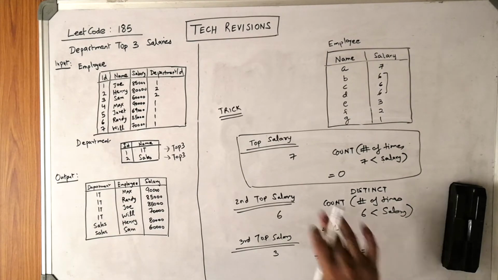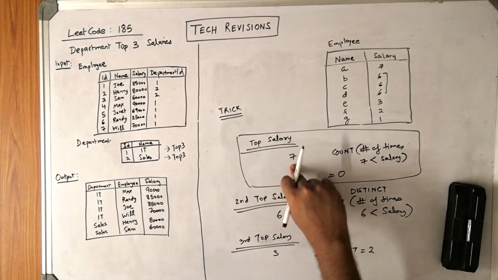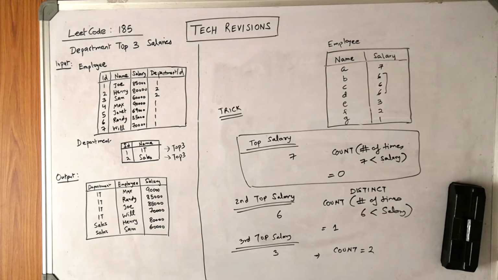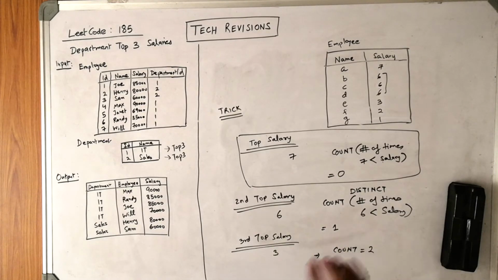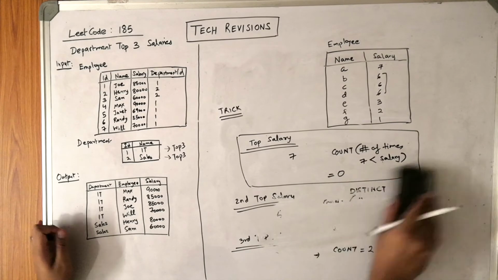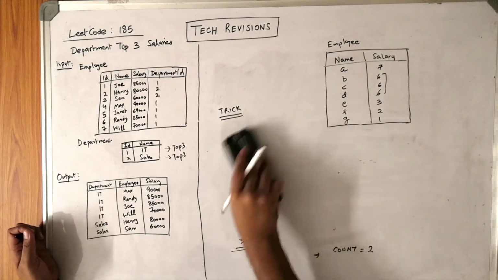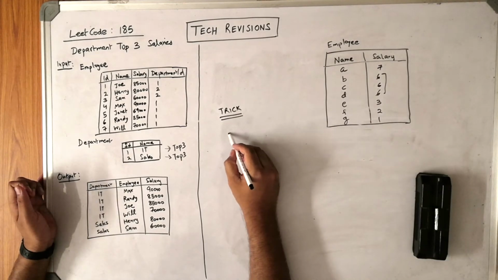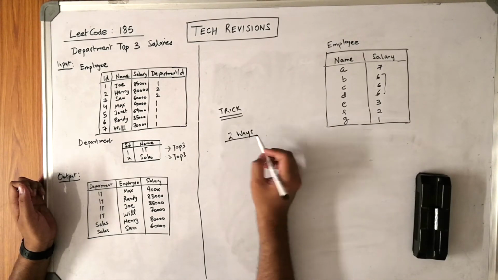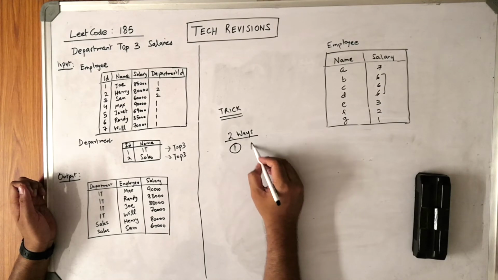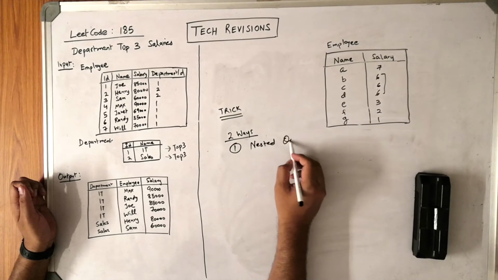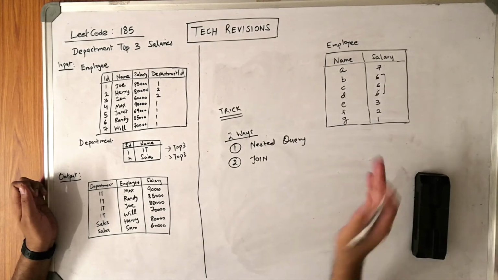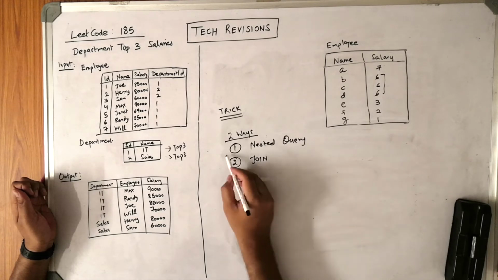So how do we actually compare this particular salary value with all the other salary values? Comparing the same column with the same column can be done in 2 ways. Let's talk about how this can be done. What are the 2 ways? One way is nested query, and the second is join. Let me show you both the queries. So first, let's look at the nested query.